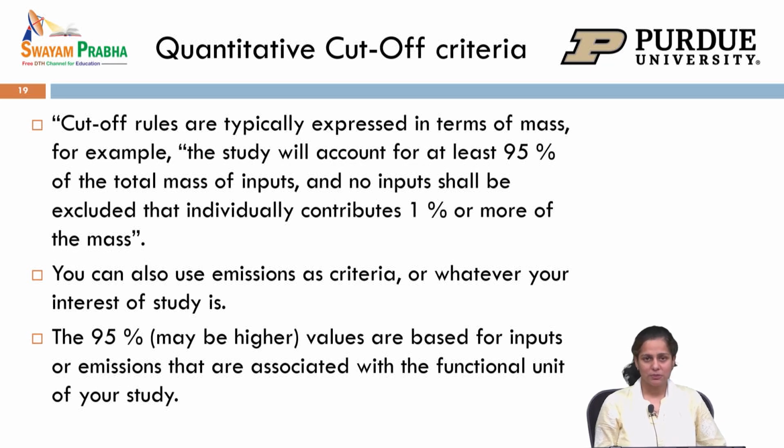You can also use emissions as criteria or whatever your interest of study is. It can be water input, it can be land requirement, it can be any other resource that is your requirement. The 95%, you can also use 99%, you can use 90%. Based on that cutoff, you will be stating your result. But it is very important for you to state your cutoff rule when you are including a certain process or excluding a certain process.